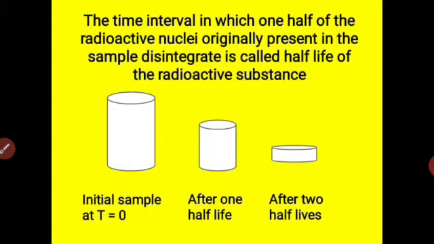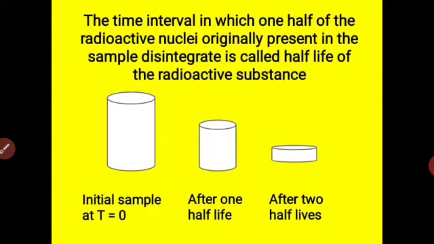To understand this, look at the figure given below. You have an initial sample at t equals 0. There are some number of nuclei present. After one half-life, we have half of the total number of nuclei present initially left in the sample. After another half-life, the number decreases to half of the previous. Let me take an example and explain this.